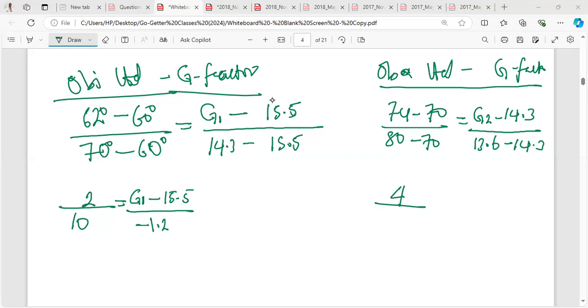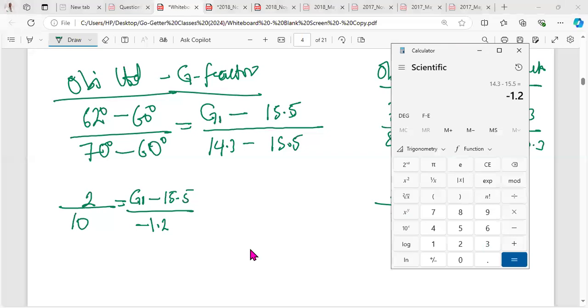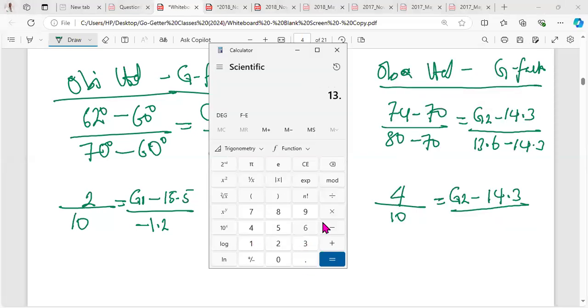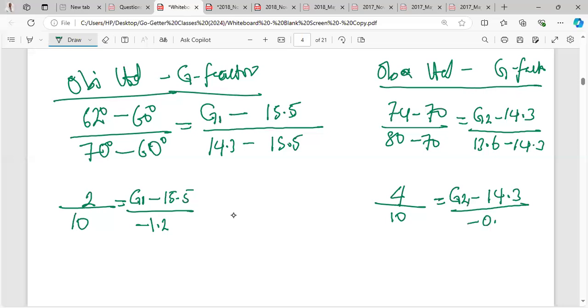70 minus 60 is 10. Now, 14.3, which is the smaller one, minus 15.5, which is the bigger one, should give me minus 1.2. This is the only place where we'll have minus, this second denominator. So 74 minus 70 is 4, 80 minus 70 is 10. This will still give me G2 minus 14.3 all over 13.6 minus 14.3, which will give me minus 0.7.